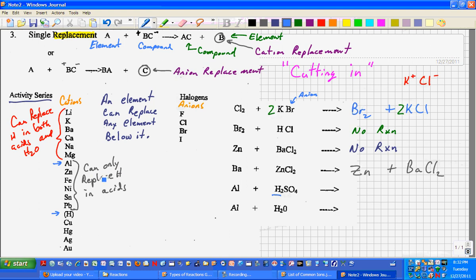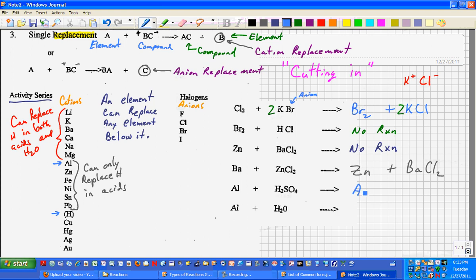So I need to read this. Aluminum can only replace hydrogen in acids. Sulfuric acid is definitely an acid. So this reaction will occur.